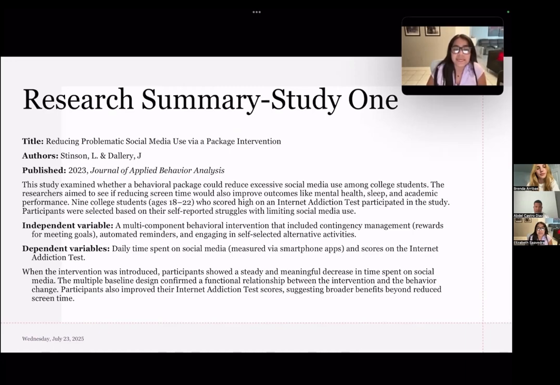Daily time spent on social media, which is measured via smartphone apps and scored on the internet addiction test. When the intervention was introduced, participants showed a steady and meaningful decrease in time spent on social media. The multiple baseline design confirmed a functional relationship between the intervention and the behavior change. Participants also improved their internet addiction test scores, suggesting broader benefits beyond reduced screen time.